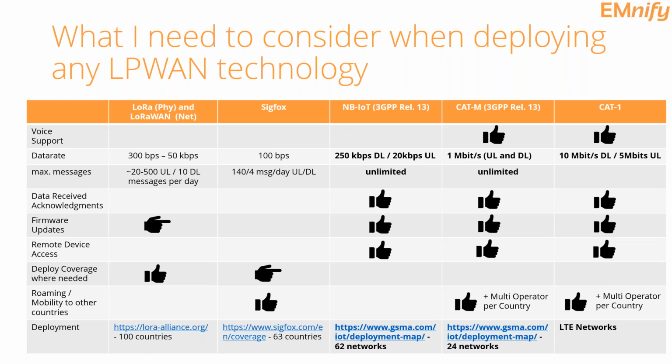On the cellular side, narrowband IoT supports 250 kilobits per second, Cat-M 1 megabit per second, and Cat1 10 megabits on downlink and 5 megabits on uplink. So you can already see that there are different use cases. If you have a streaming or picture use case, that falls more in the domain of Cat-M or LTE Cat1, whereas if you have sensors, that can be met with any of the technologies, I would say.